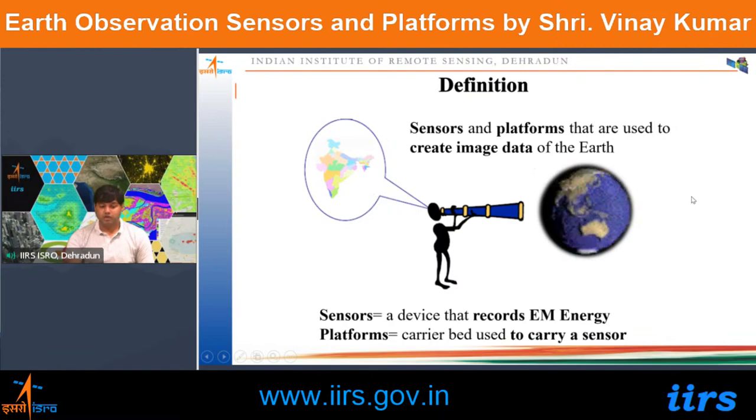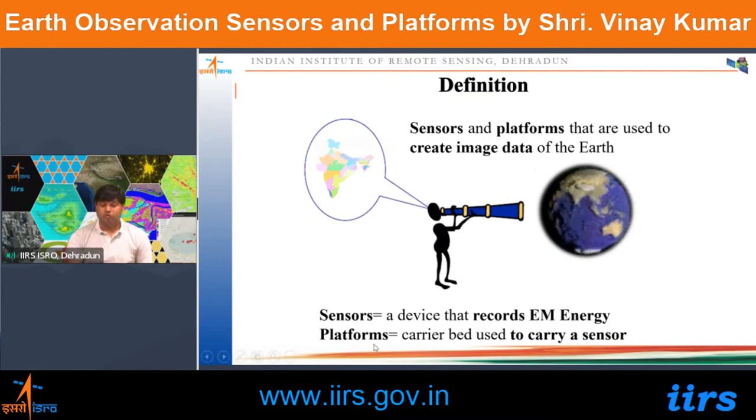Now coming to the definition of sensors and platforms. Whenever we combine the two, sensors and platforms, we are able to create the image data of your Earth's surface. Sensors are what? A device which records electromagnetic energy. As I told, it may be reflected energy, backscattered energy, or emitted energy. That depends on which kind of sensor we are using, either an optical sensor, thermal sensor, or microwave sensor.